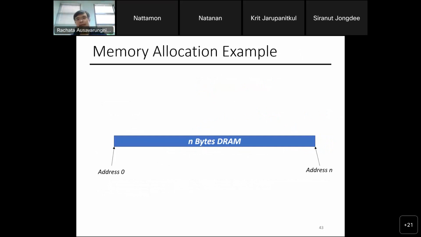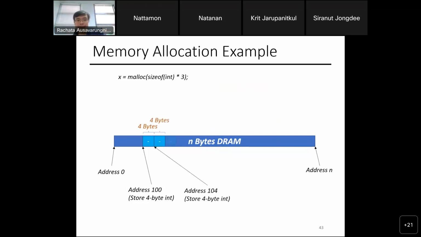Same example, we have n bytes of DRAM, and then I call x = malloc(sizeof(int) * 3). When I call this, it basically makes empty space for x. For x itself, let's say the address is 100 again. Because I want three integers, sizeof(int) multiplied by 3, I will create three empty boxes that you can then use later to store something in.